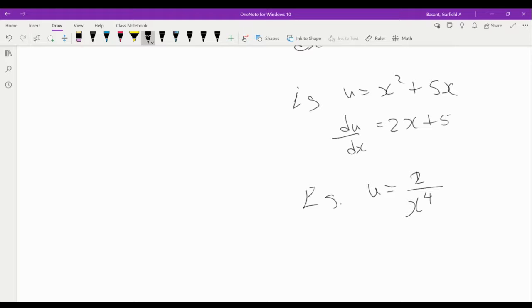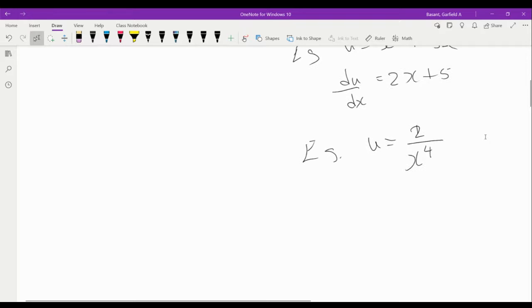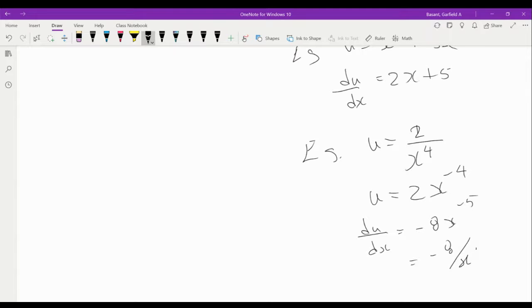All right, I'll buy that. I just rewrote it. It's 2, right, so it was a rewrite, so it's still u. That's not a derivative. It's 2 times x to the negative 4th. So the derivative is what Michael has on the board: negative 8. Yeah, I see. So du by dx is equal to negative 8x to the negative 5, or negative 8 over x to the 5th.